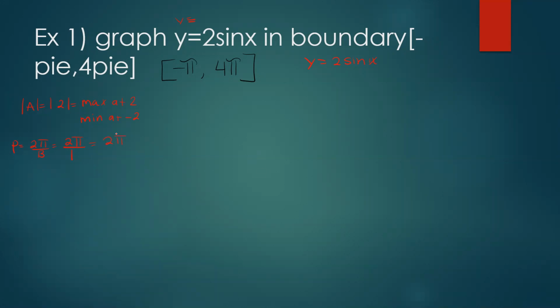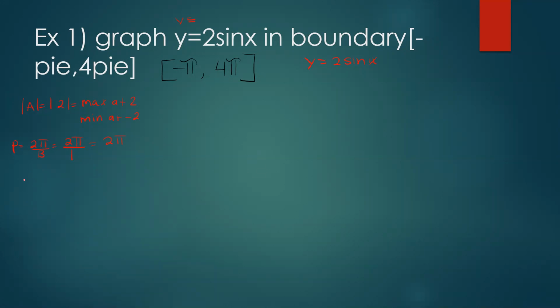Okay, now let's find our critical. Is there a vertical shift? No. Is there a horizontal shift? No. Is there a reflection? No. So that's good, because this graph will be easy to plot.